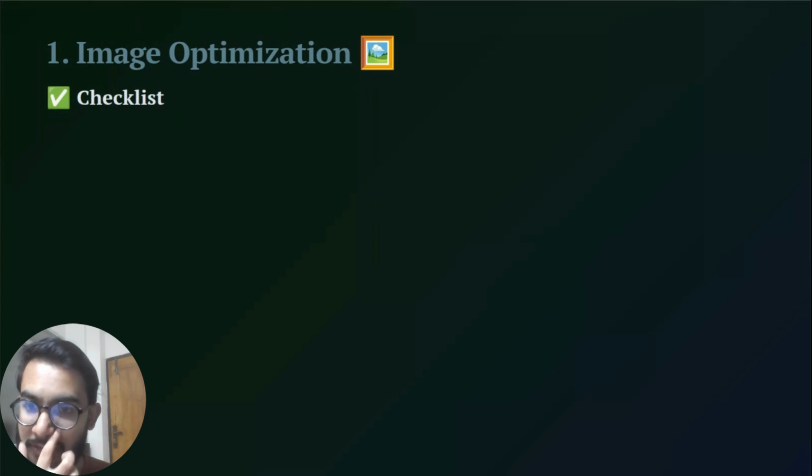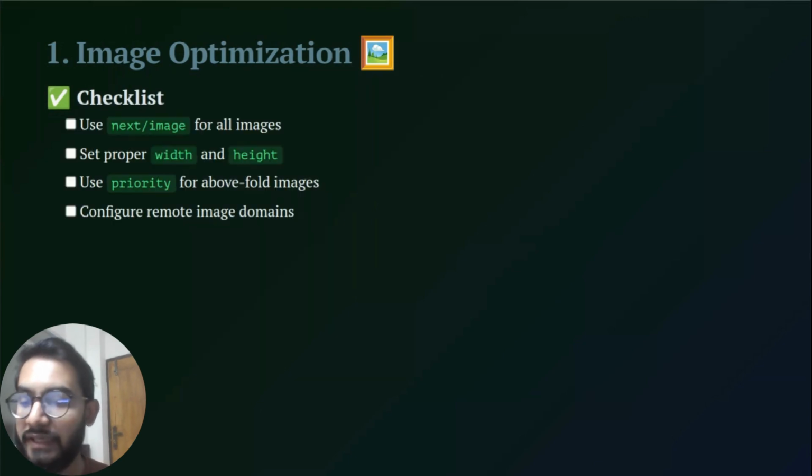Well, so about image optimizations, here are some checklists that you need to follow. You need to use next image for all images, and you also need to set proper width and height, which is also important. Let's say you are using next image but you don't set proper width and height, then your application will not be performance optimized and you might get confused. I am using next image but why is my application not performing well? Because you don't follow the complete instructions, obviously.